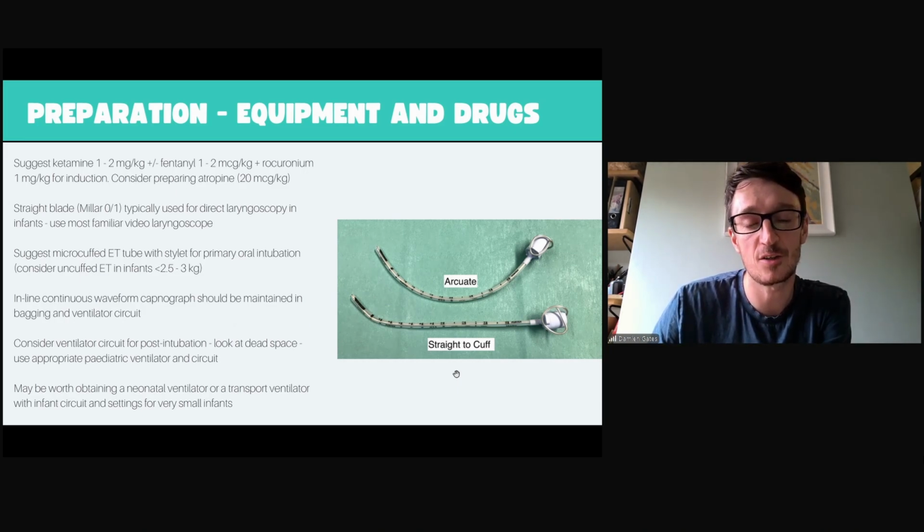Consider the ventilator circuit you're going to use post-intubation and look at the dead space you're going to create. Use an appropriate pediatric ventilator and circuit if you have one. It might be worth thinking about getting a neonatal ventilator if this is a very small baby, or a transport ventilator that has infant circuit and settings for very small infants. And do set it up. Make sure it's all calibrated and set up well before you put the baby on the ventilator.